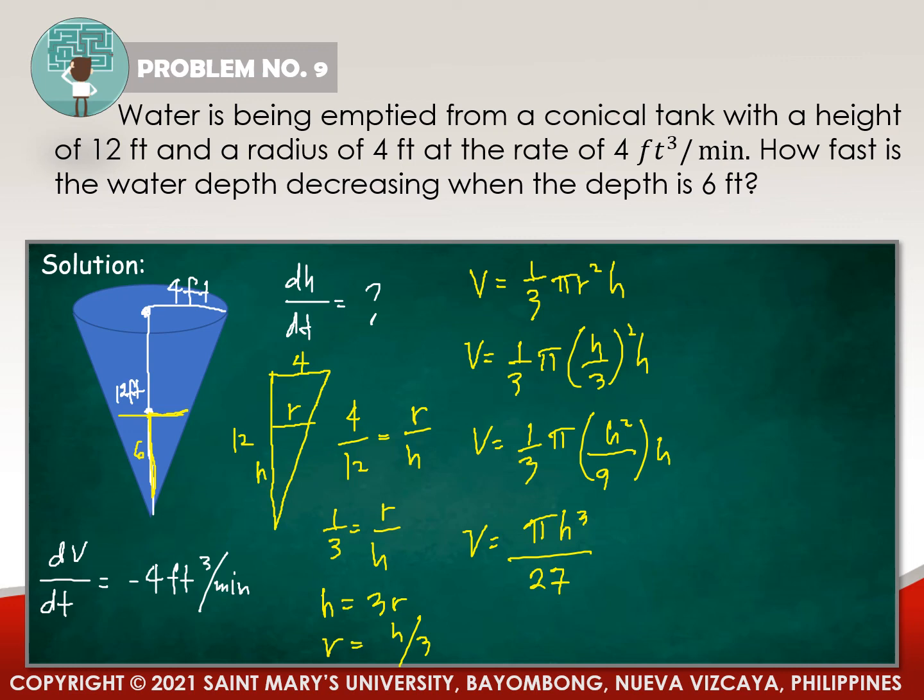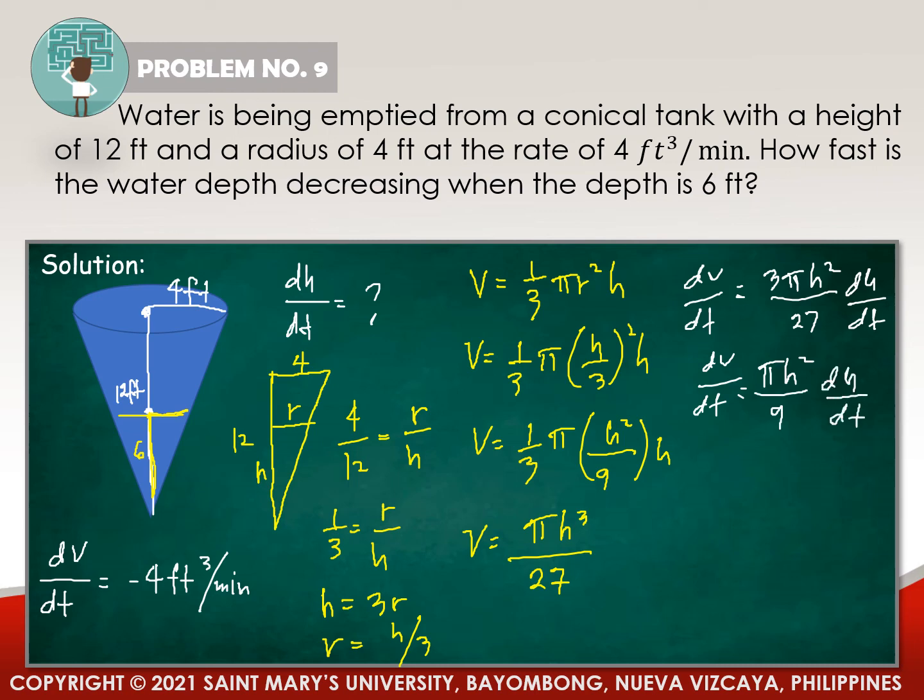So i-differentiate lang natin yung V equals pi h cubed over 27, and that will be equal to dV over dt is equal to 3 pi h squared over 27 dh dt. Simplify lang natin. So dV over dt equals 3 over 27 is 1/9. So we have pi h squared over 9 times dh over dt. Yan. So ang hinahanap natin dyan, yung dh over dt.